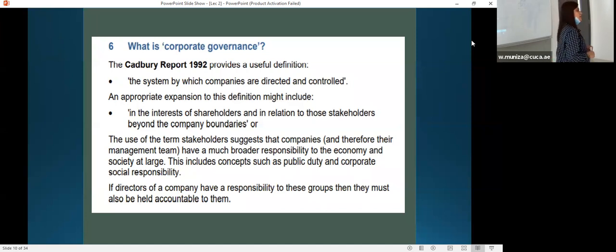Now, students, in order to ensure that companies are directed and controlled in a good manner, the first thing is that financial statements should give a true and accurate view of whatever is happening in the company. So that users of the financial statements, not only shareholders but all the stakeholders, will get a true and fair view of the actual position of the company. The Cadbury report tells us that directors of the company are not only responsible to the shareholders, but to all the stakeholders of the company.